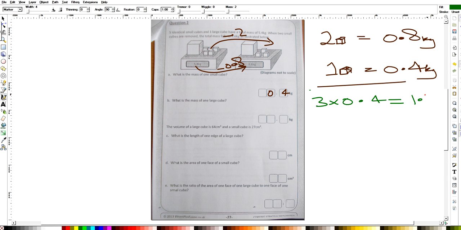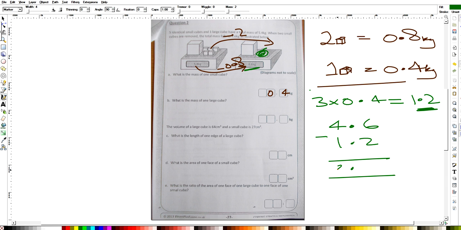1.2. So these 3 here weigh a total of 1.2. And all together with the big one weighs 4.6. So we got 4.6. What do you do with the 4.6 and 1.2? You have to find the difference. That gives you an answer of 3.4. So the large cube weighs 3.4 kilograms.